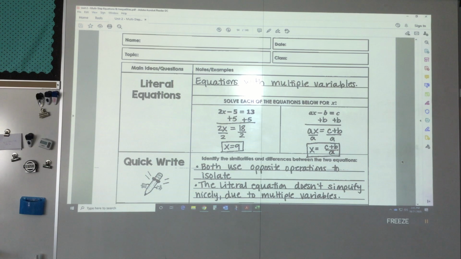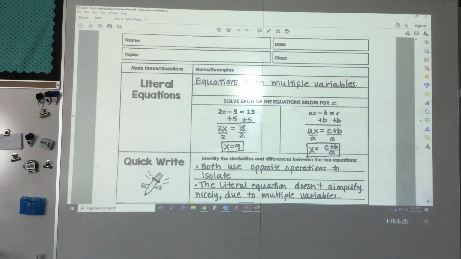Hey guys, today we're covering literal equations. The definition of a literal equation is equations with multiple variables. As you can see in the middle part here, it is asking us to solve for x. So we're used to the two-step equation on the left, 2x minus 5 equals 13.